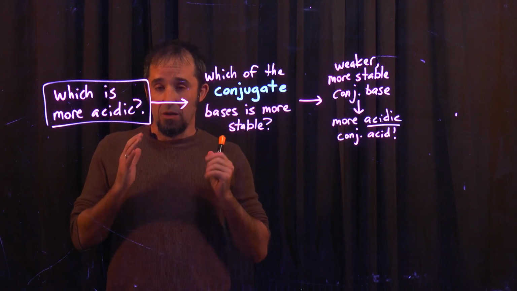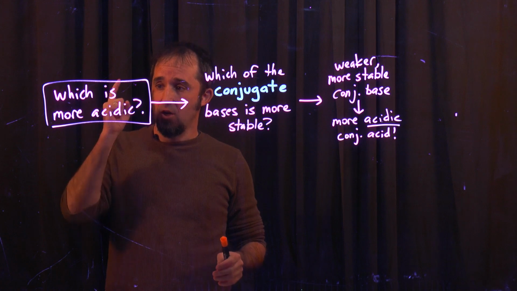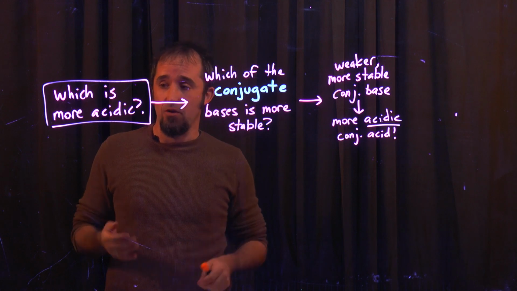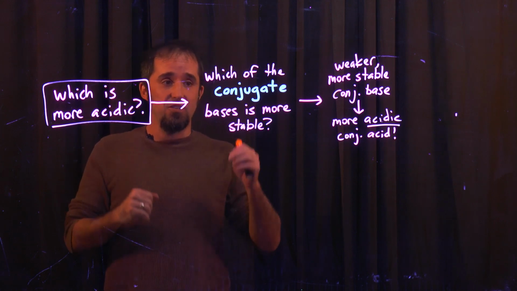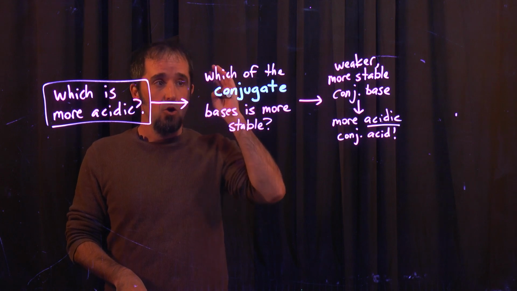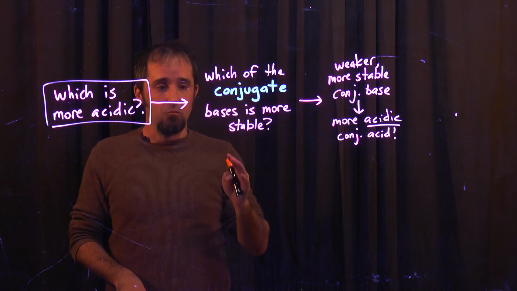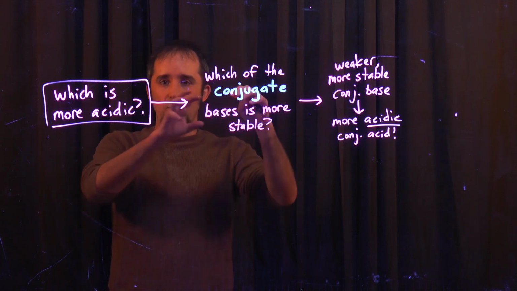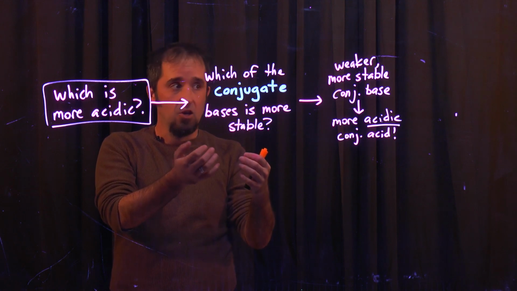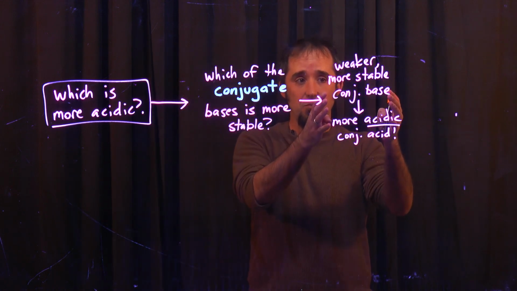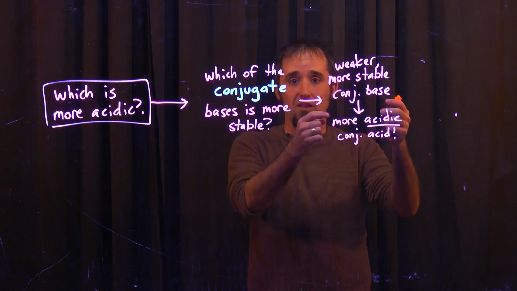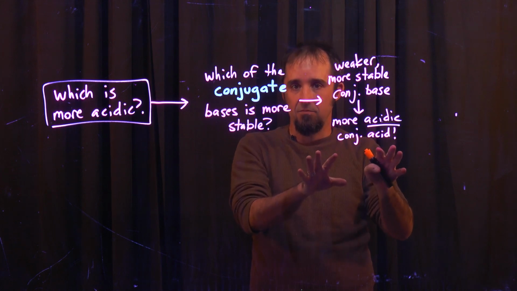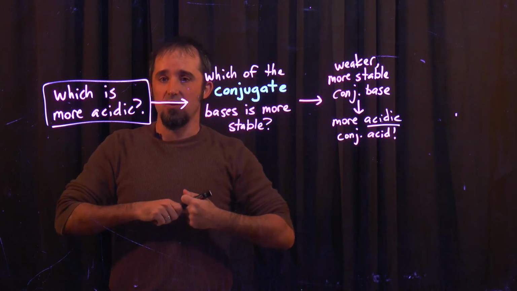So to summarize, when I'm looking at two different compounds, and my question is, which is more acidic? Or even if I'm looking at two different protons within the same compound, which is more acidic? My question then is, which of the conjugate bases is more stable? A question about acidity is really a question of stability of conjugate bases. Once I find out which of those conjugate bases is weaker or more stable, then that will point to the more acidic conjugate acid. So that's how I determine which is more acidic.